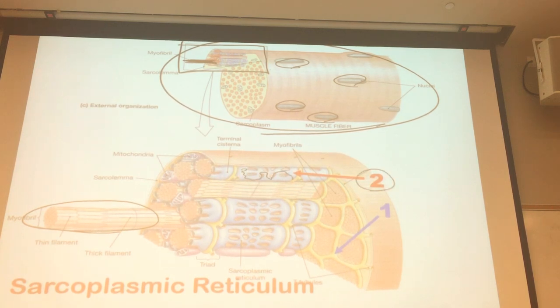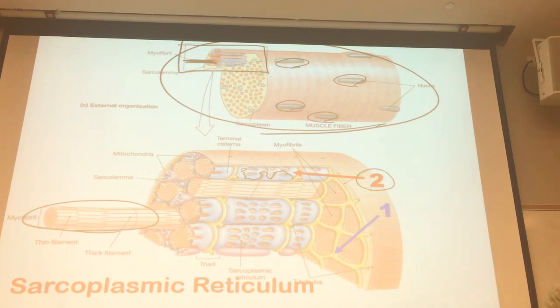So the one that's marked number two, right? And there's a reason why it's marked number two. What is that blue stuff? Sarcoplasmic reticulum. If you want, you can just say SR, sarcoplasmic reticulum, right? And what you should notice is the sarcoplasmic reticulum is wrapped around the myofibril. What's in the sarcoplasmic reticulum? Calcium. Calcium's in the sarcoplasmic reticulum.